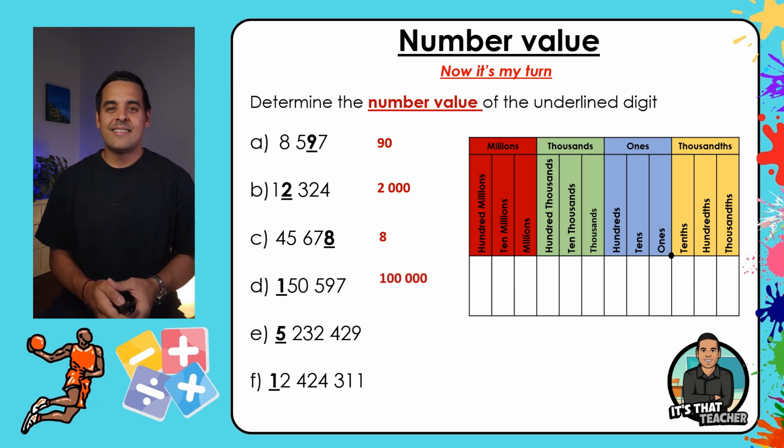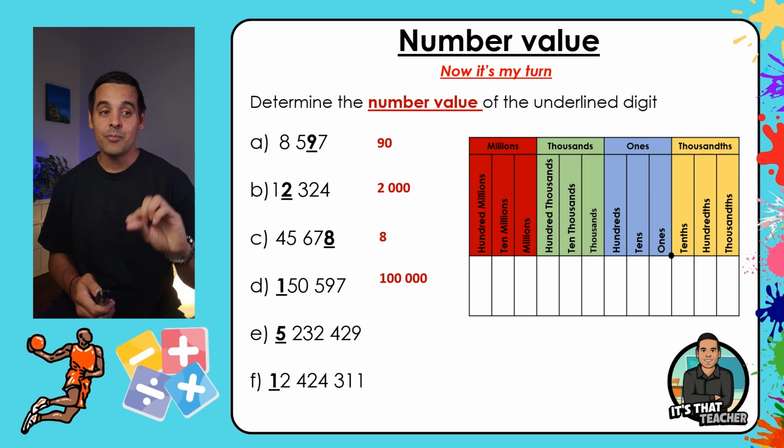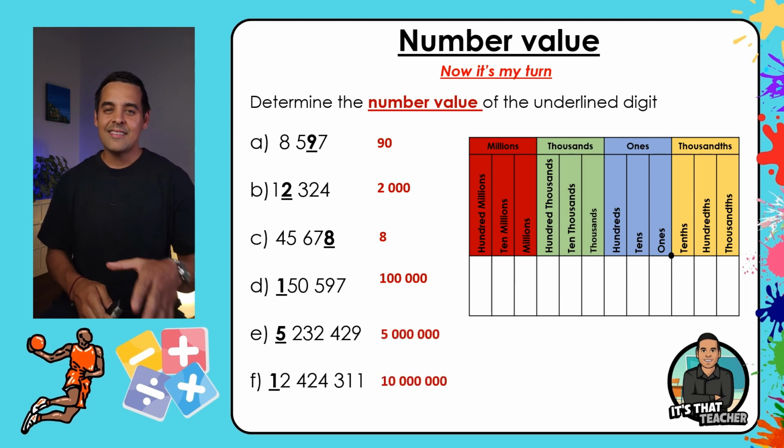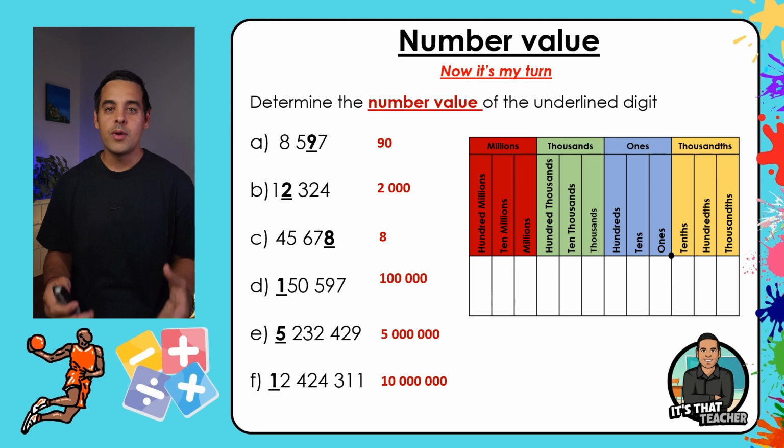In E, it's simple. Just remember, say it in your head. Think about it. 5,232,429. The 5 in the millions column has been underlined. The number value of that digit would be 5. In F, you have 12,424,311. You can see the tens of millions column. The 1 is in that tens of millions column. So that would be 10 million. So you can see there, that's a quick and simple way to go through number value.